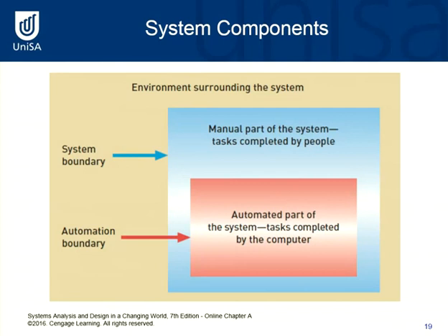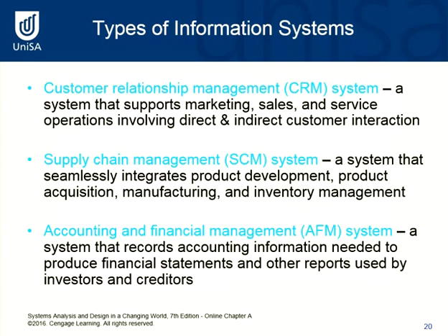So we can see visually here we've got the environment surrounding the system, which is here. The system boundary within its environment. We've got the manual part of the system, which are tasks completed by people. And we've got the automation boundary here, where the automated part of the system is carried out by the computer. So again, another visual representation of those definitions that are provided. Some examples of information systems. There's quite a lot of them.